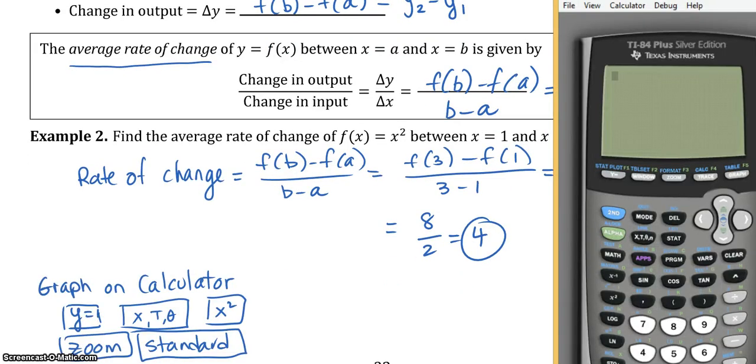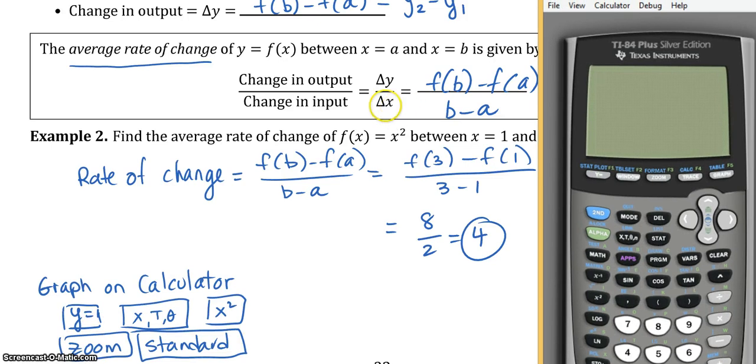If you put this on your calculator, you go to, I have the steps right here, y equals. If you remember, you have to type in the x, t, theta, and then the squared button, and then zoom on the top line, and then finally go to standard. Standard is number 6. You can press 6, or you can scroll down and press enter. So you can see it's a curve.